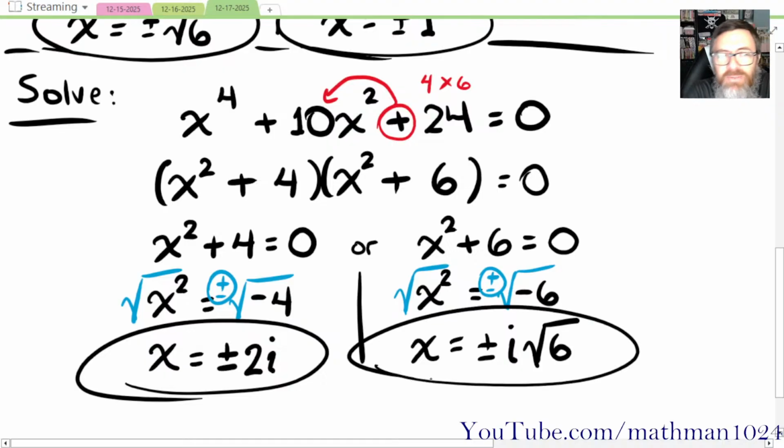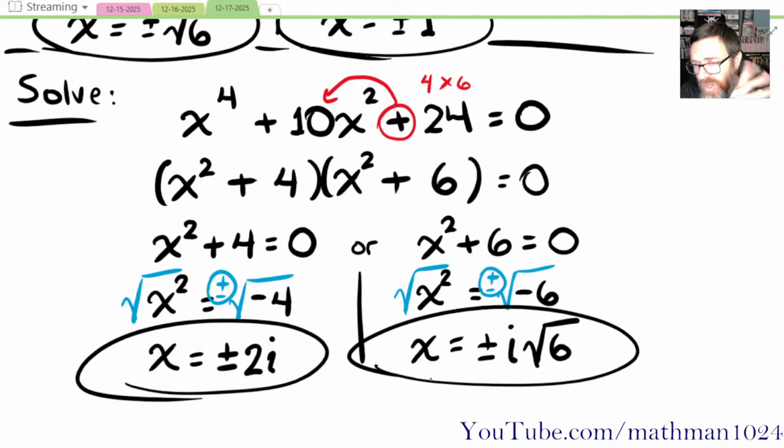Again, we were expecting to have 4 solutions, and we do have 4 solutions. All of them are imaginary, but they are our solutions, right? So don't go running off saying, oh, there's no solution. No, there are solutions. There's 4 of them. They were just all imaginary.